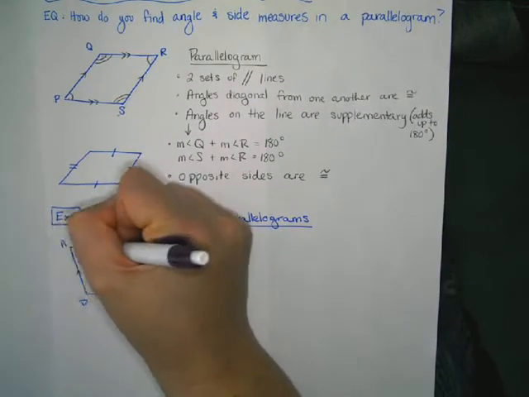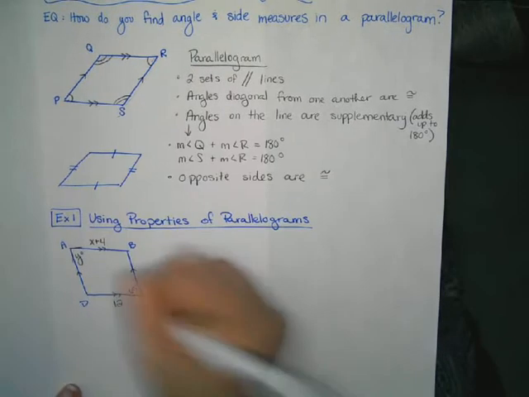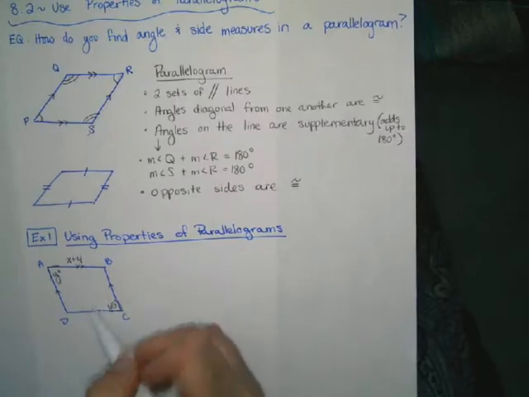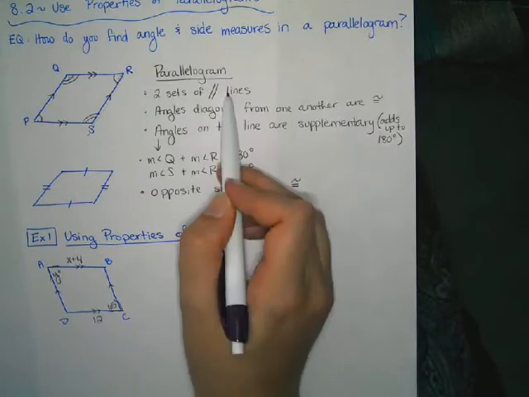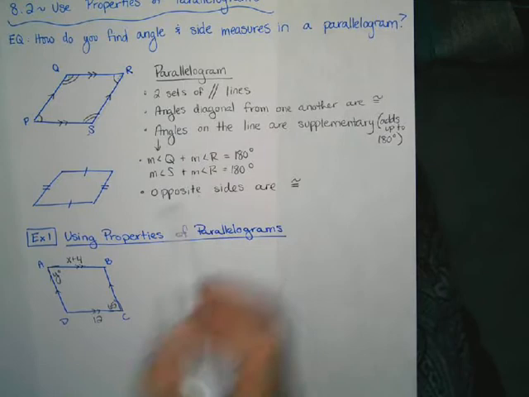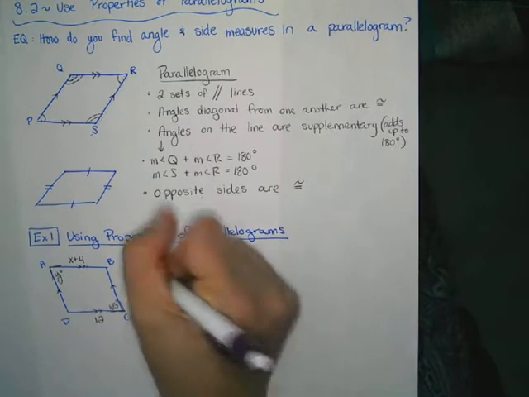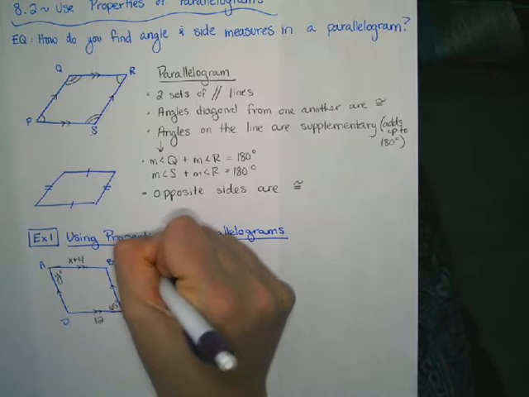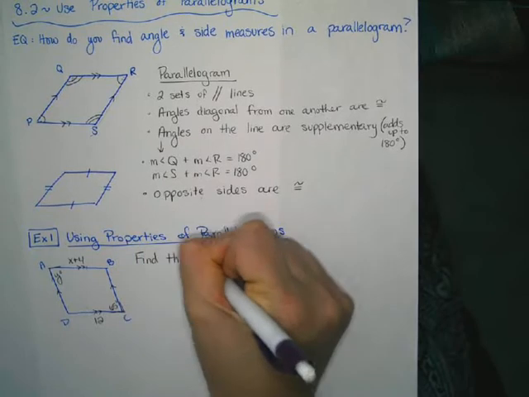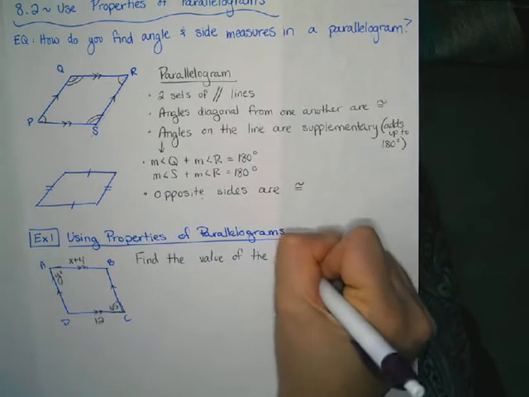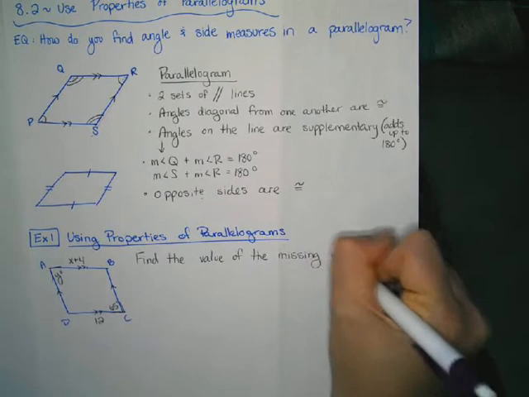So based on what we know up here, let's start with the sides. What do you know about this side and this side from your list? They're parallel. Good. What else? The sides are congruent. So what does congruent mean? They're equal. They are the same. So how do I set this up to solve for x? Find the value of the missing variables.